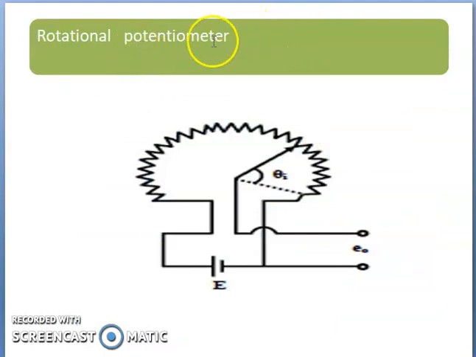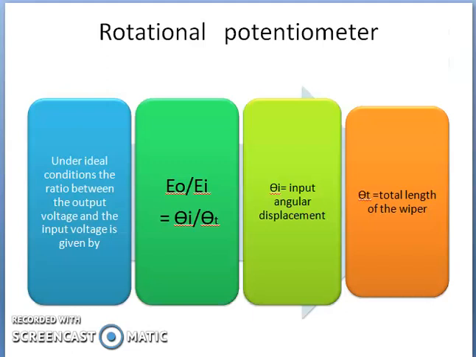Now coming to the rotational potentiometer. Here, under ideal condition, the ratio between the output voltage and the input voltage is given by E0 by E equal to theta i by theta t, where theta i is the input angular displacement and theta t is the total angle of the wiper, similar to the linear potentiometer.